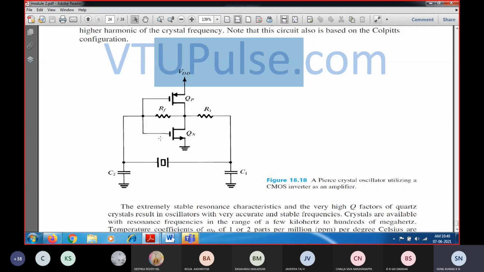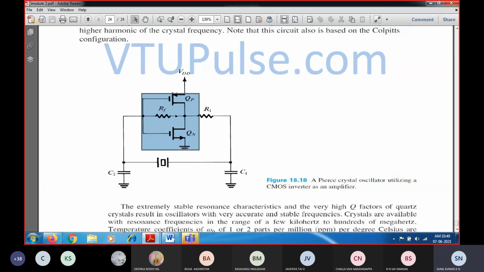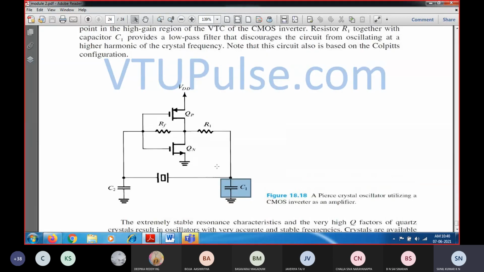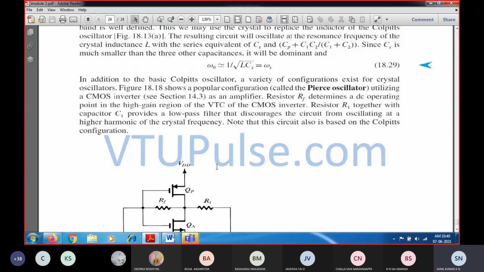So you can see this is nothing but an inverter. Outside, parallel to the inverter, the crystal oscillator has been connected in parallel to the CMOS inverter, and then you are going to see C1 as well as C2 as external capacitances which are connected. So this is going to provide a sustained oscillation, and this popular configuration is called a Pierce oscillator.